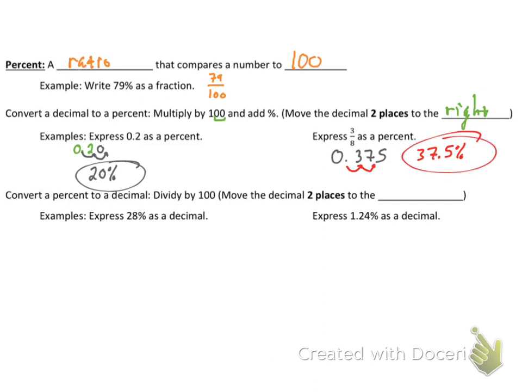Similarly, I can work backwards to convert a percent to a decimal. In order to convert a percent to a decimal, I need to divide by 100. So if I'm dividing by 100, same idea. There's 2 zeros in 100, so I need to work backwards. So I need to move the decimal 2 places to the left. So if I wanted to express 28% as a decimal, I start with that 28. The decimal is right here, even though you can't see it. So if I move that 2 places to the left, 28% would be 0.28.